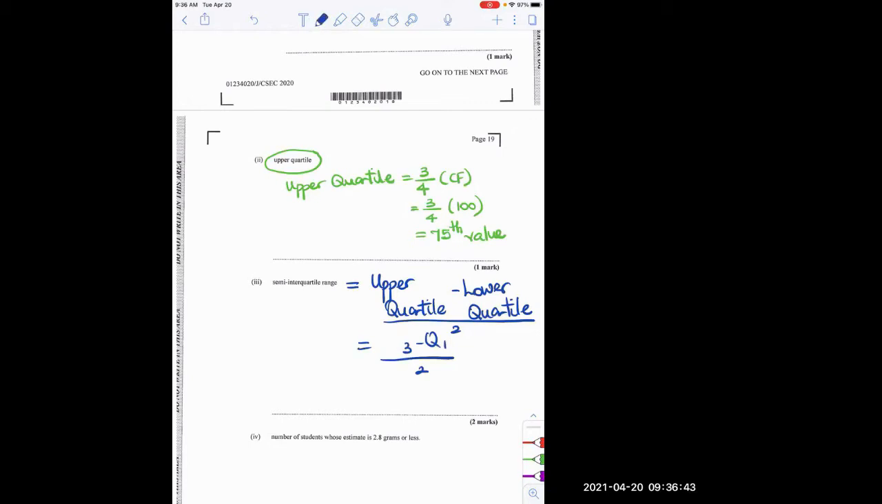So take the two values that you got. I got 4.3 grams and 2.3 grams. So work it out for me. Divided by 2. Here, divided by 2. Okay.